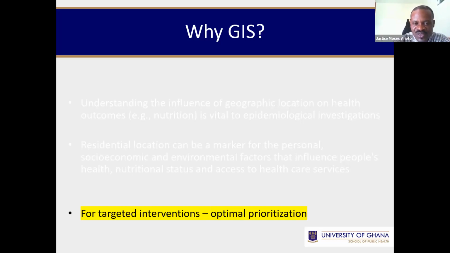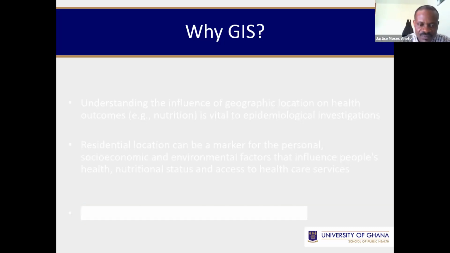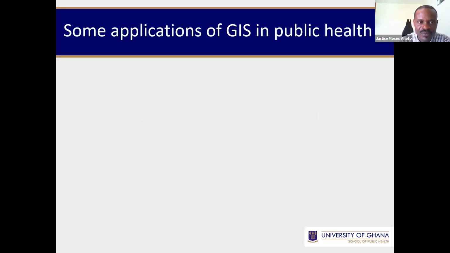So the GIS supportive mathematical modeling or spatial modeling is critical in informing optimal prioritization of the limited resource that we have. So at the end of the day, the goal of geospatial data science is to provide optimum prioritization of available limited resources, especially in our setting where universal intervention is practically impossible and ineffective.